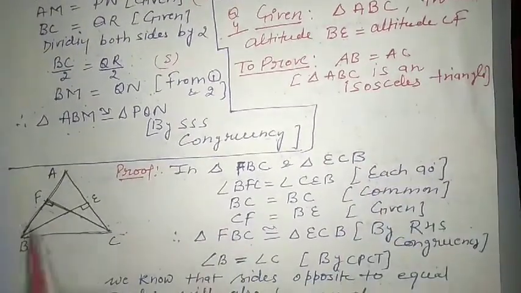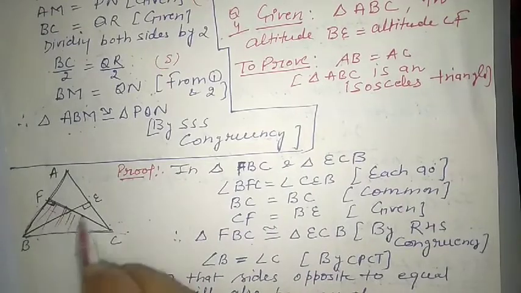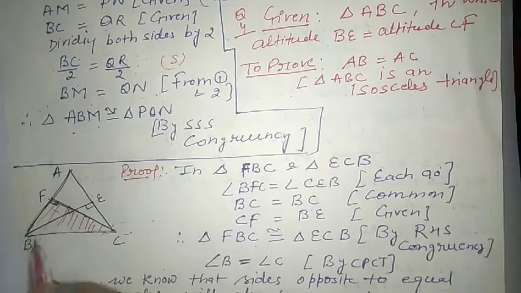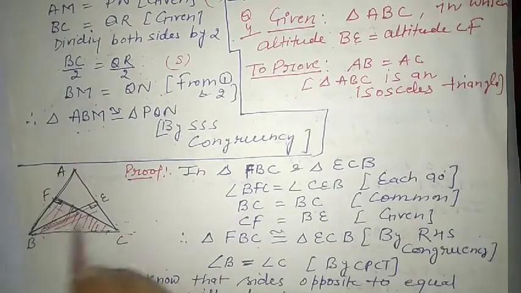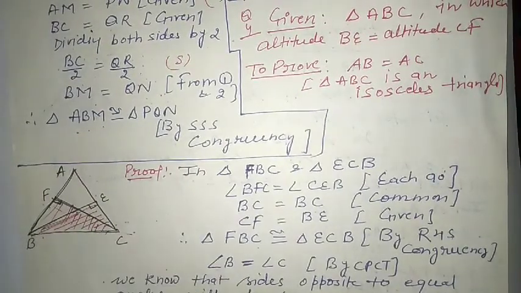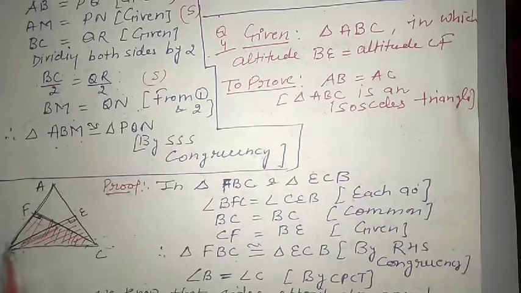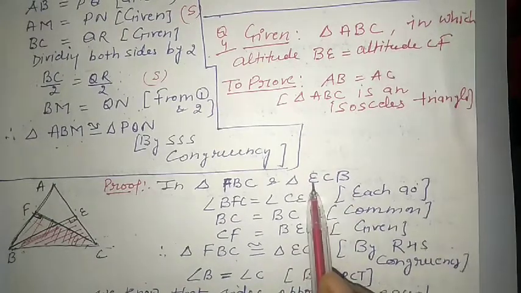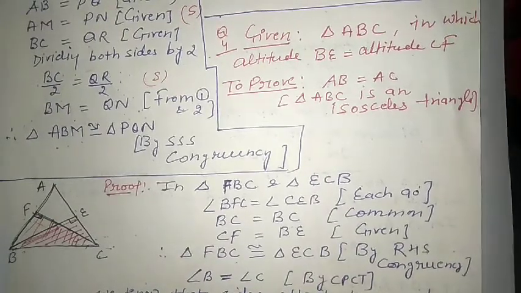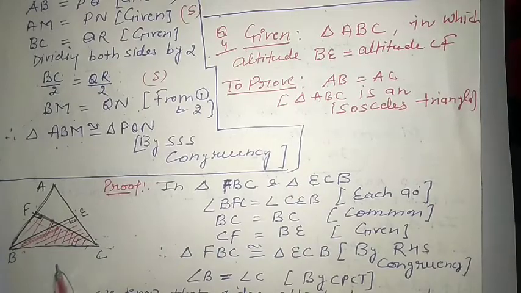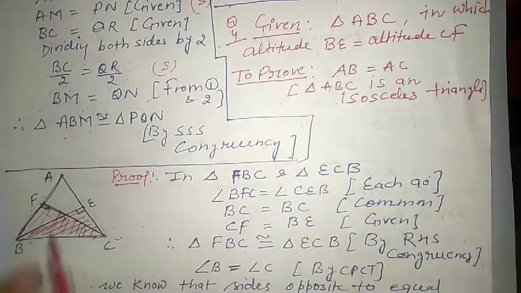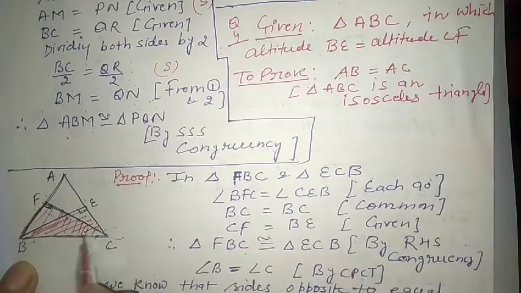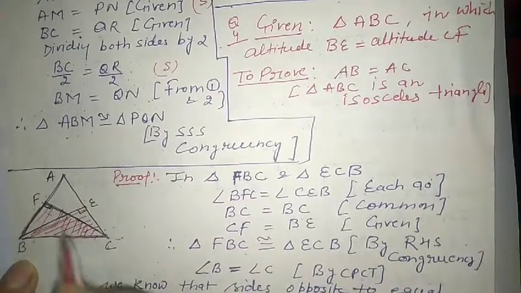Now we'll choose these two triangles, triangle FBC and triangle ECB. So we are using RHS here. First of all we have to see about the right triangle. Which one is the right triangle? In this triangle, first we will see FBC. This is F, B and C.